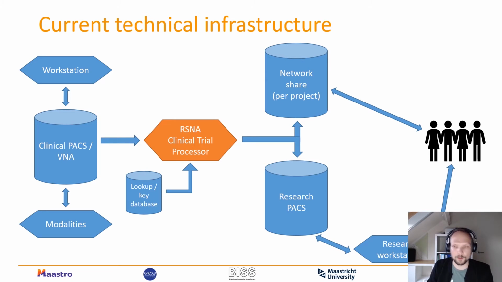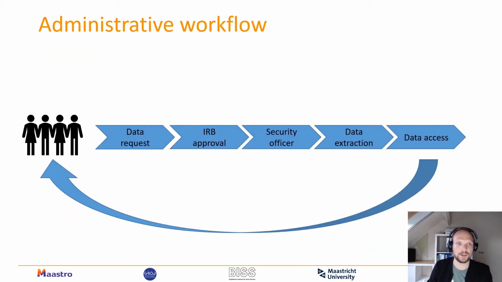So this is the technical infrastructure, but how does it look from an organizational or administrative point of view? Before the researcher actually gets access to the data, it starts on the left, where the researcher files a data request in our internal ticket system. In this internal data request, he or she has to specify what kind of data he wants to use, for what purpose, and why he needs that.